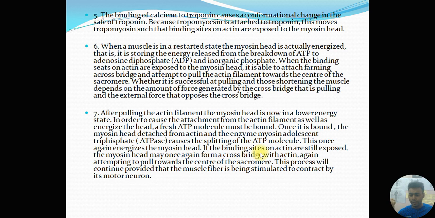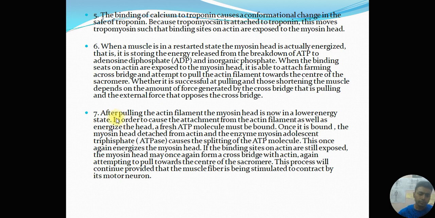Now what about the second repetition? For the second repetition, after pulling the actin filament, the myosin head is now in a low energy state. Once the cross bridge formation happened, they already pulled. Then what happened? The myosin heads have low energy now. They already gave the energy.